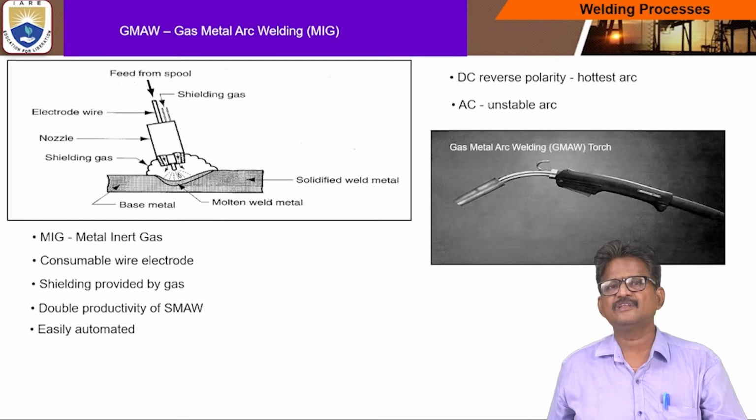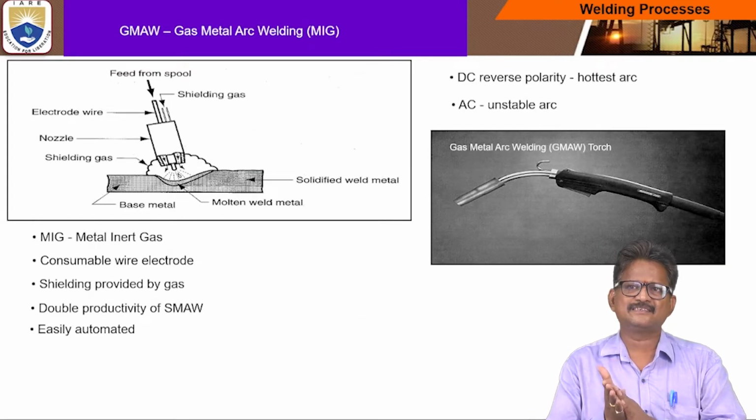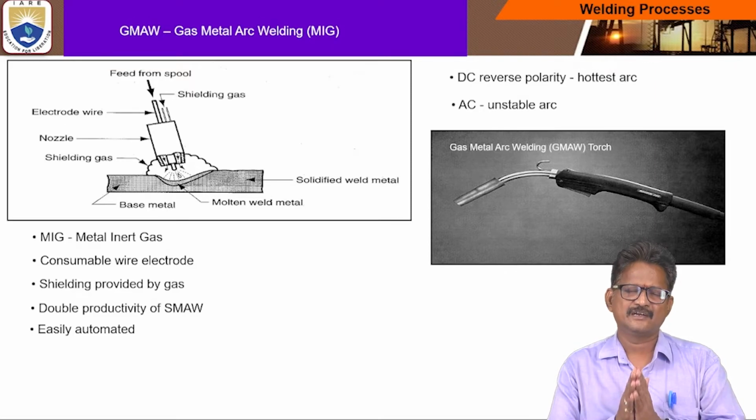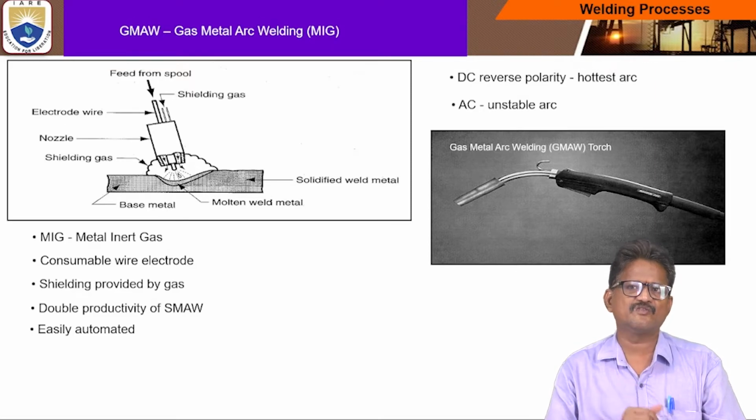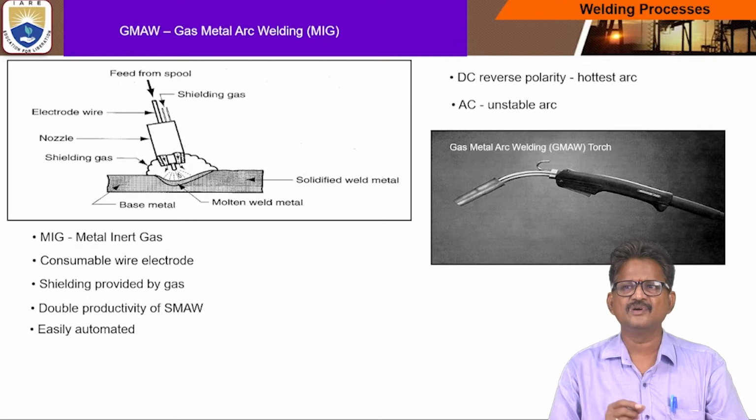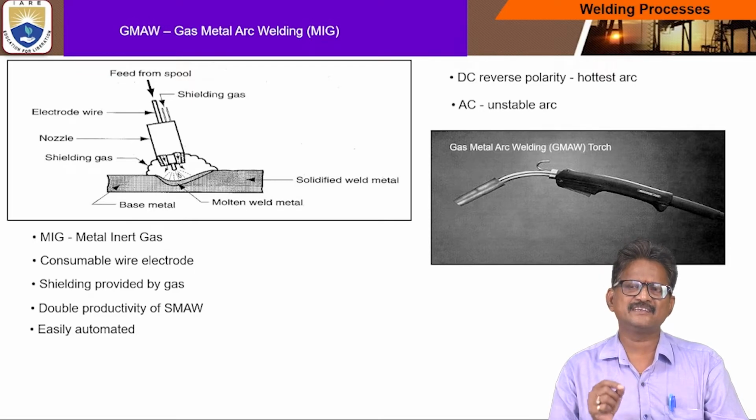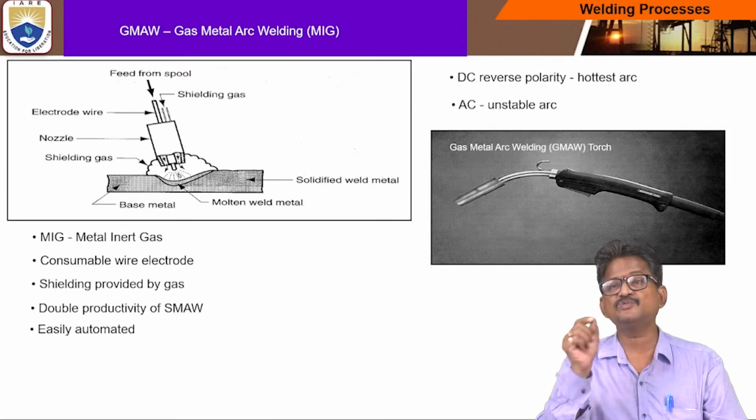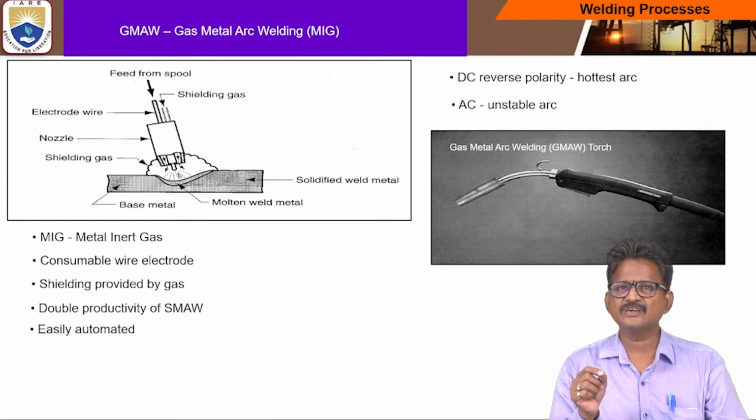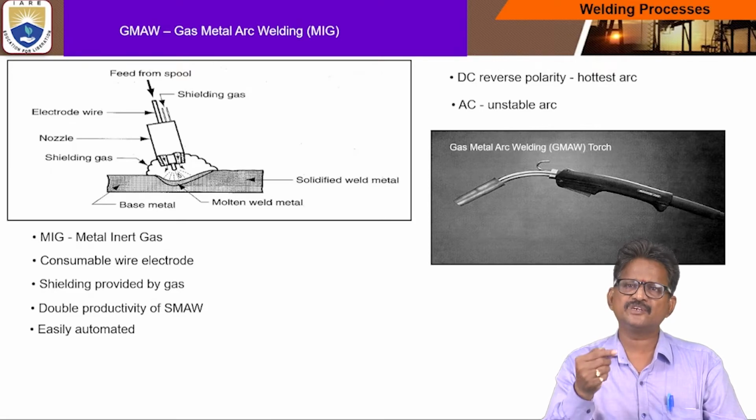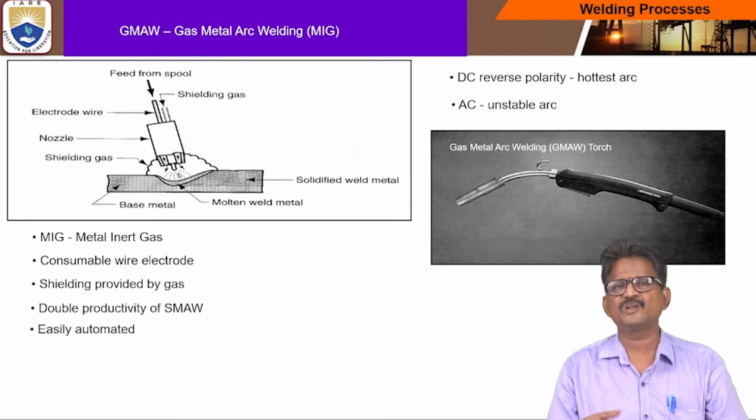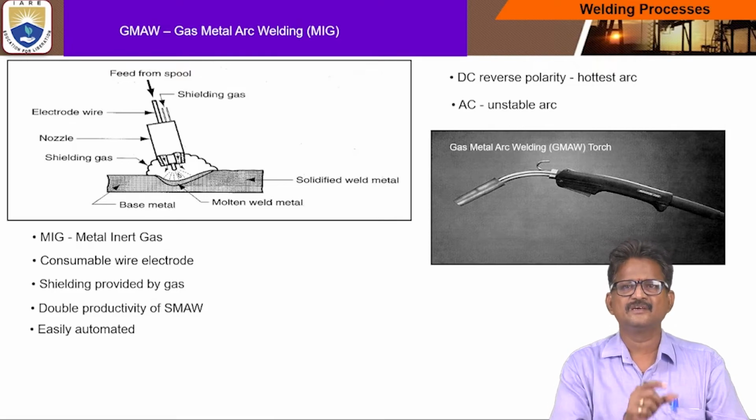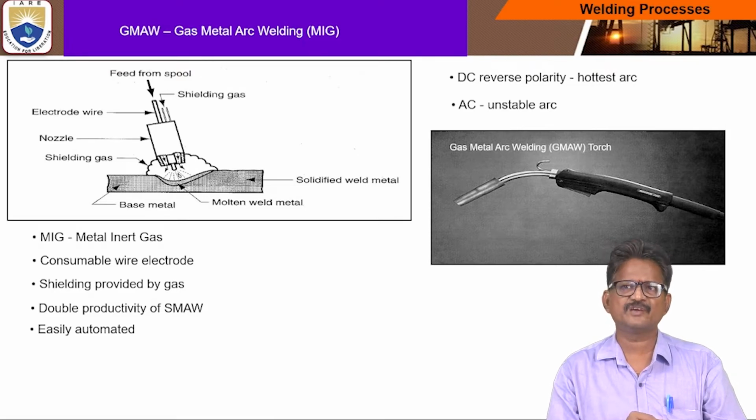Now let us see another important type, which is gas metal arc welding. This is MIG welding, metal inert gas welding, where you can use a consumable wire electrode. The electrode is consumed, and you can use a larger number of electrodes to perform this type of welding process.